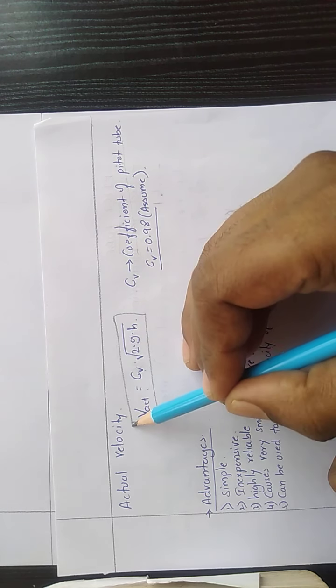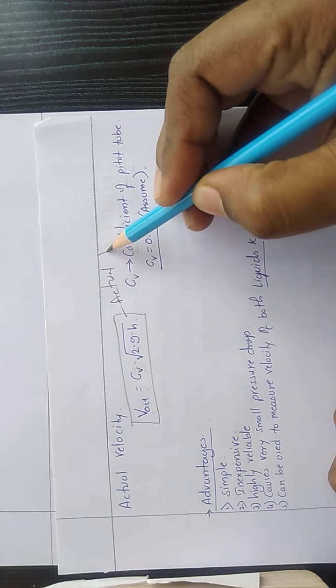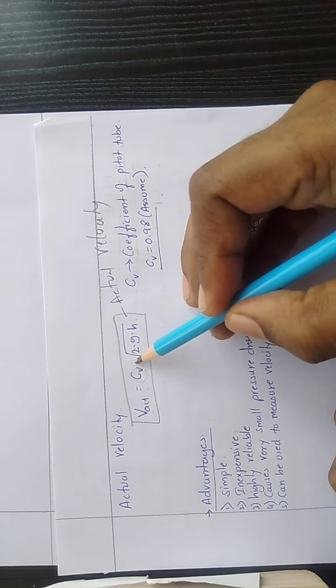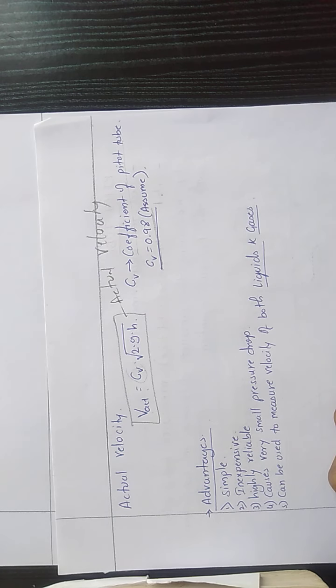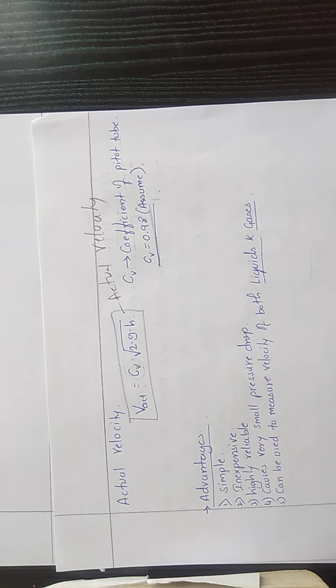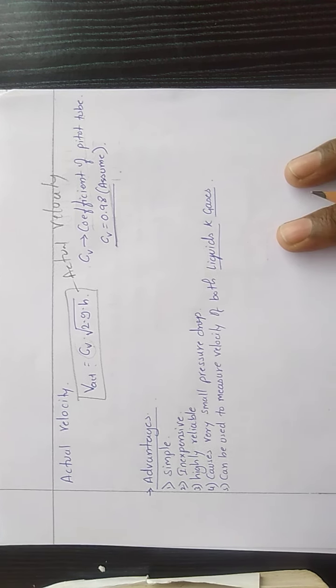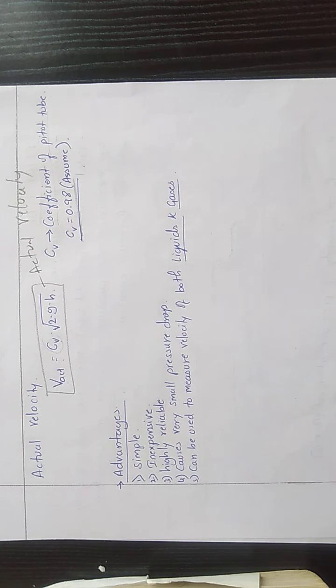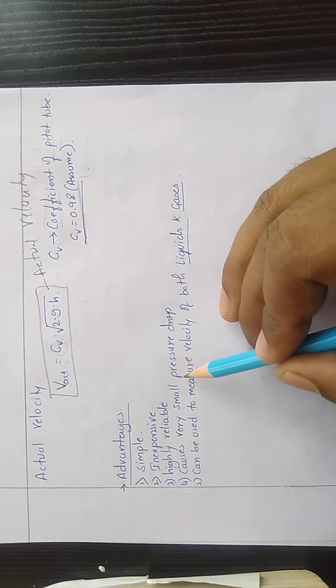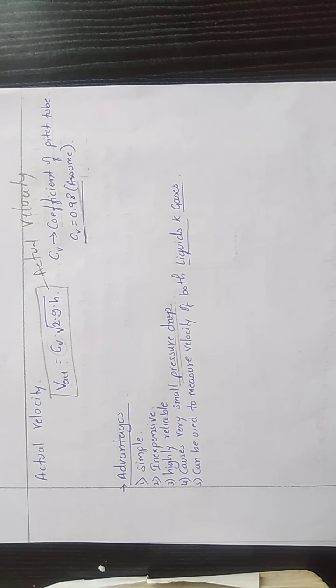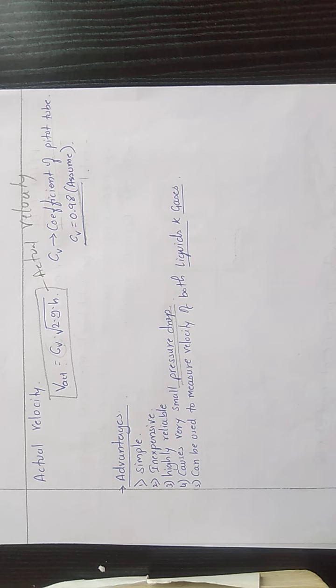So this is the actual velocity, and the value of the coefficient of the pitot tube, we assume it as 0.98 because the losses are very less, so the coefficient of the pitot tube will be more. So what are the advantages of using the pitot tube? It is simple in construction, inexpensive and highly reliable, and causes very small pressure drop. Losses are very less, and it can be used to measure the velocity of both liquids and gases. So this is about the pitot tube.